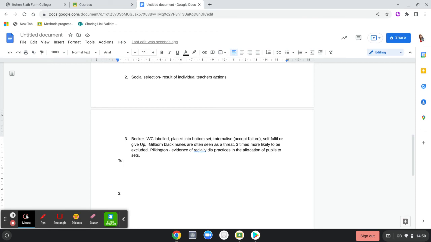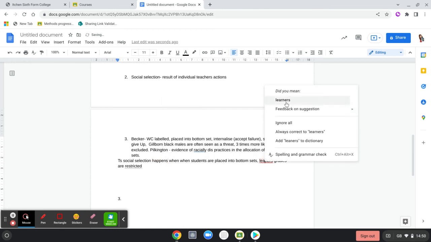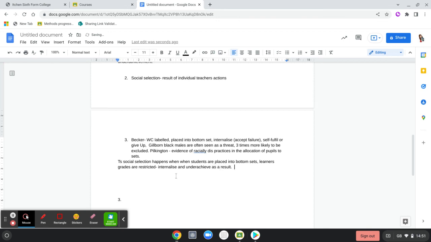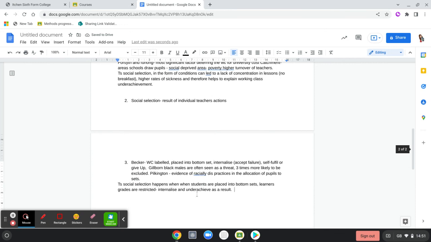So this shows that social selection happens. Social selection happens when students are placed into bottom sets and learners' grades are restricted. This means that they internalise and underachieve as a result. This was a 35 I'd evaluate with Mercer or Blackman, but it's not.